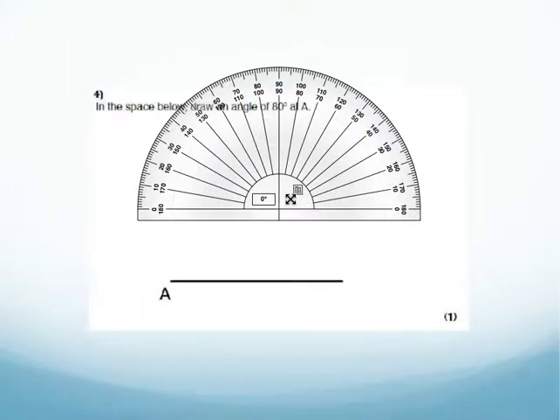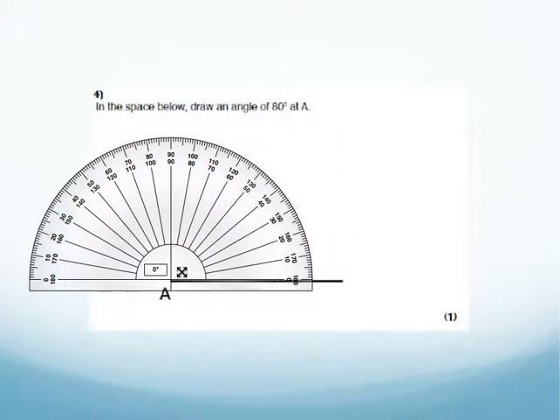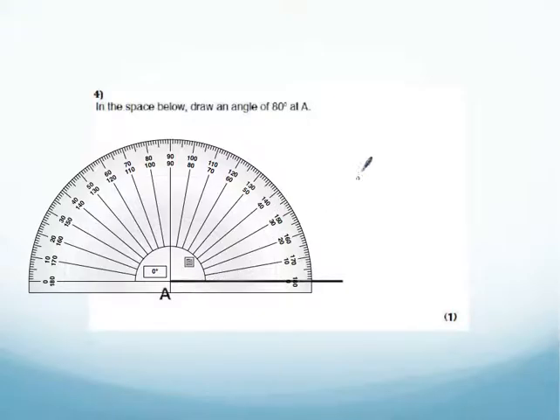Here's our protractor. We're going to put this crosshair at the end of the line where A is. So there you go. Here's our crosshair. It's on the end of the line where A is. Now this time, if you notice, the outside track is 180 degrees. So we want to measure on this inside track here.